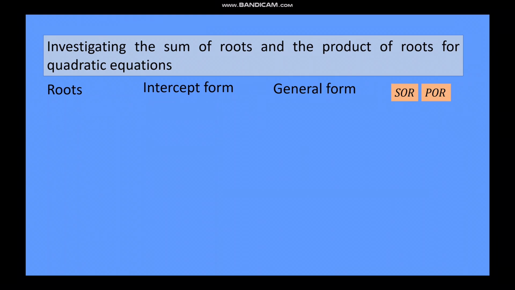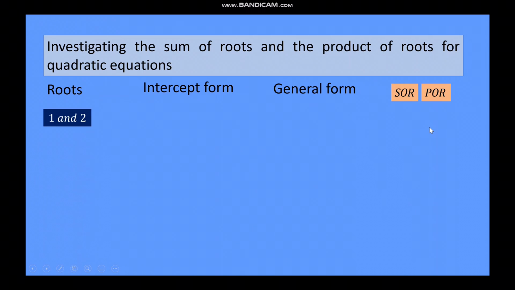In this slide, we are going to investigate the sum of roots and the product of roots of quadratic equations. So we have a column for roots, a column for the equation written in the intercept form, and a column for the equation written in the general form. This is the sum and the product of roots.